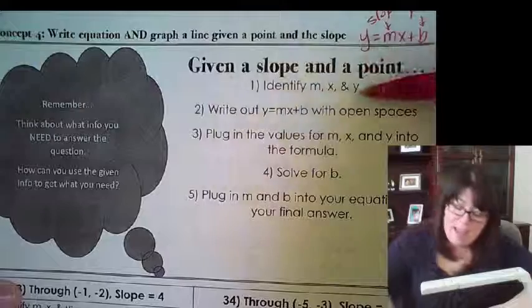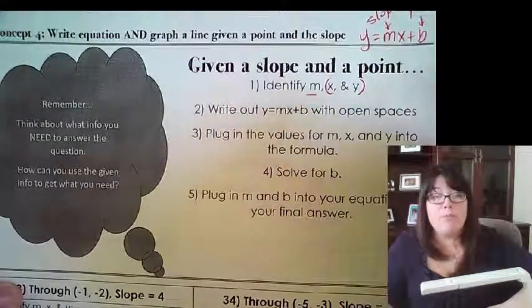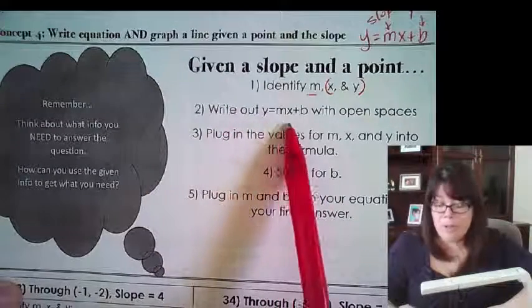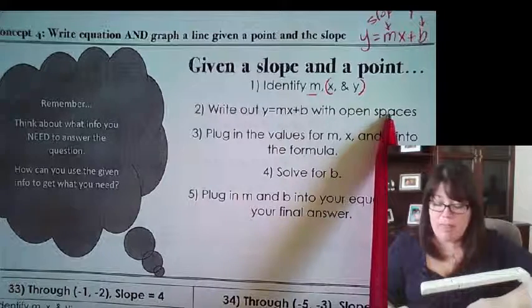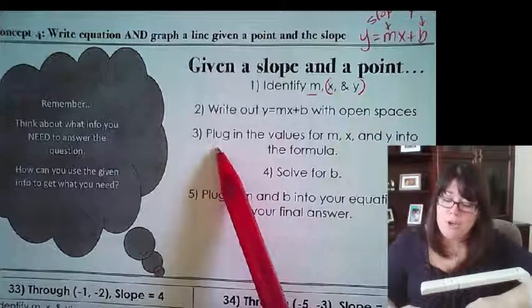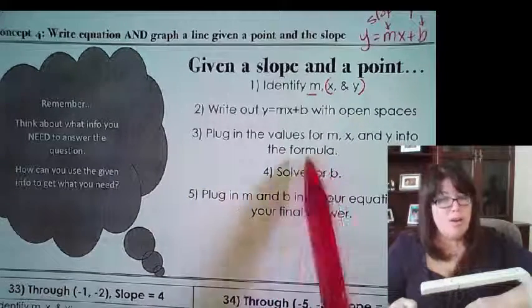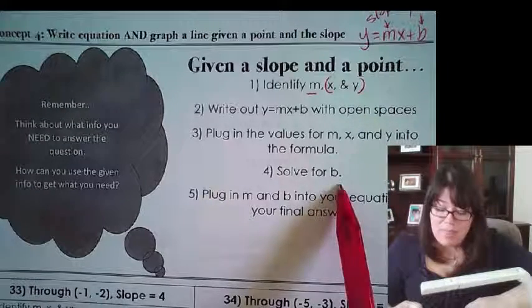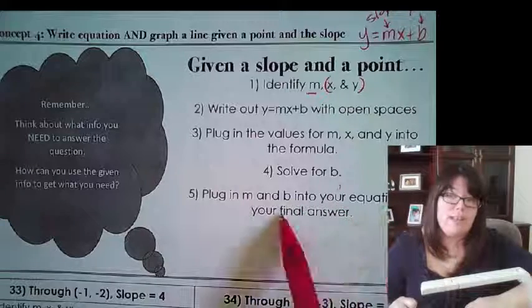You're going to identify m, which is slope, and then your x and y value, which will come from your point. You're going to write out y equals mx plus b with open spaces for the pieces of information that they did give you. You're going to then plug in the values for m, x, and y into the formula, solve for b, because that'll be the only thing that doesn't have a value, and then you can use m and b to plug into your final equation as your final answer.